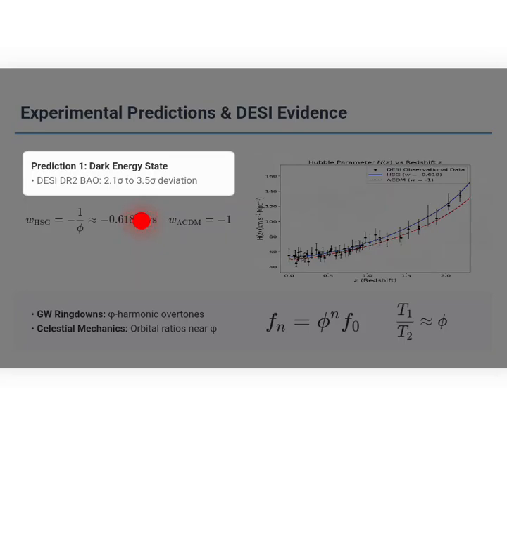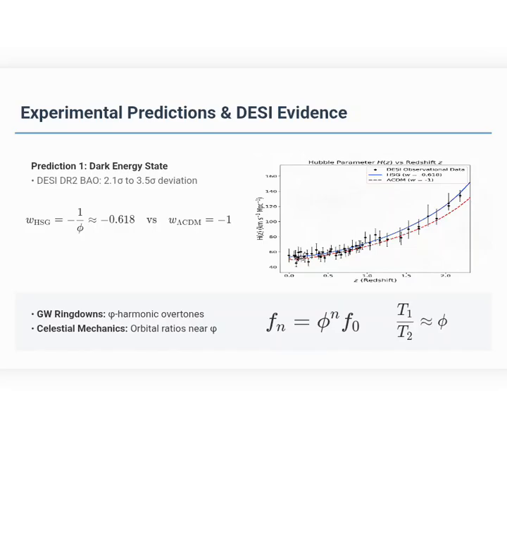Our first major prediction concerns the dark energy equation of state, represented here as w. While the standard LCDM model insists that w is exactly -1, the HSG framework predicts a value of -1 over phi. This isn't just a minor tweak, it's a fundamental difference in how we view cosmic expansion.